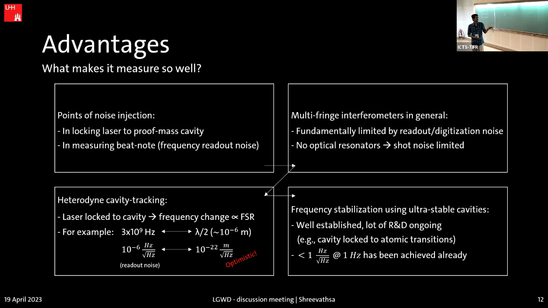But we don't need these unrealistic values at all. What we are looking for is some picometer or femtometer regime, and it requires frequency stabilization in the other arm of the readout, but that is already well established. A lot of research and development is ongoing, such as locking cavities to atomic transitions and so on. Also, a very good frequency stabilization of less than 1 hertz per square root of hertz is already achieved.